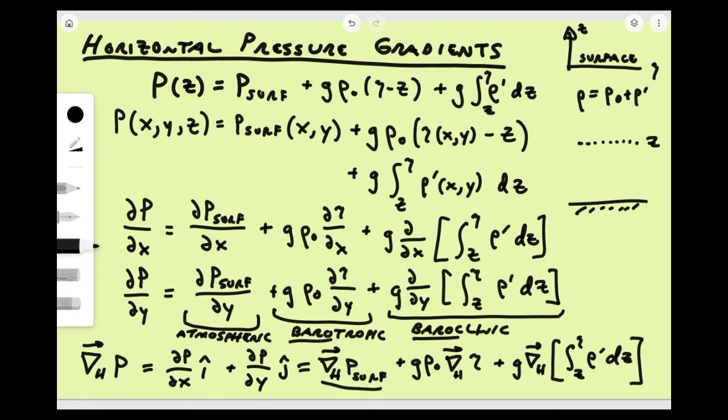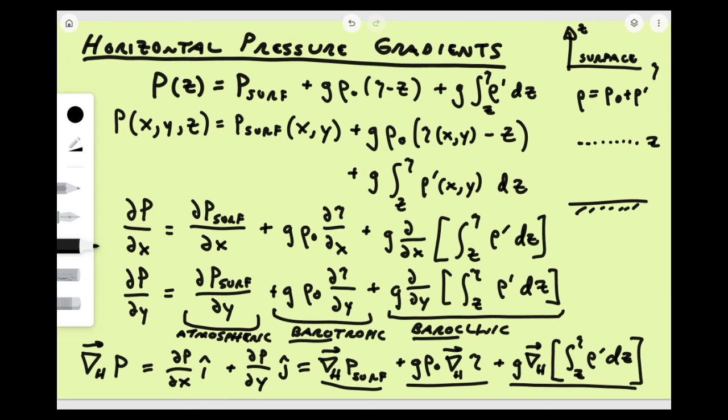That's the atmospheric pressure gradient. And we can evaluate that with meteorological measurements. The second term is the barotropic pressure gradient. And we can evaluate that with measurements of the sea surface. The third term is the baroclinic pressure gradient. And we can evaluate that with density measurements.